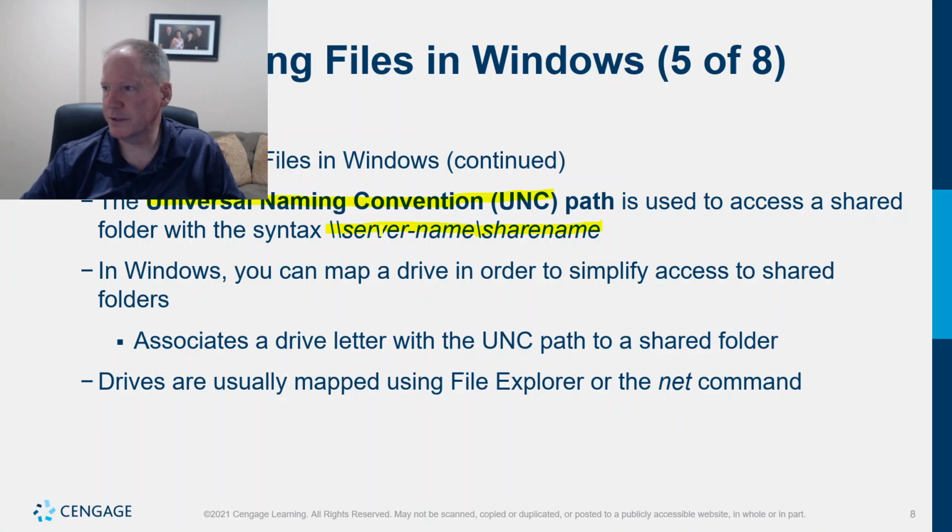So that's what we're going to do in our lab. We'll set it up with the // IP of your Windows machine and then the name of the share name. All right. And then you can, of course, map the drive in File Explorer or with the net command. And remember, we talked about the net command last week when we looked at the system utilities for the network.